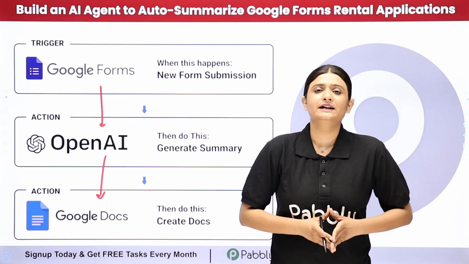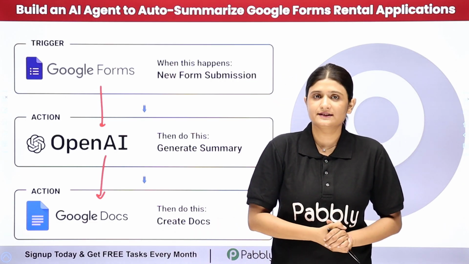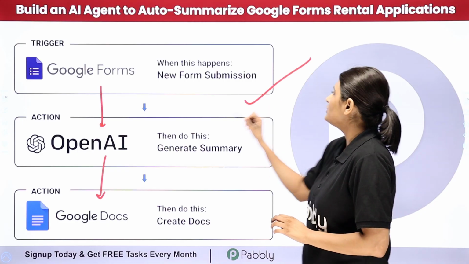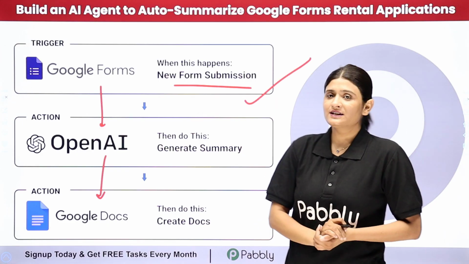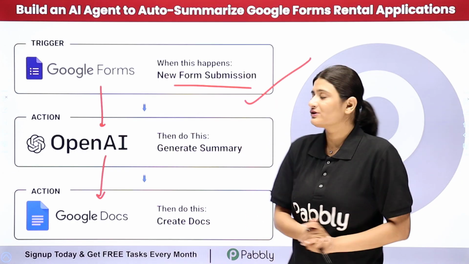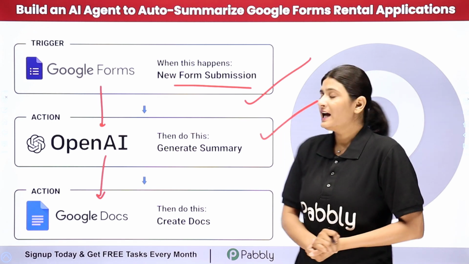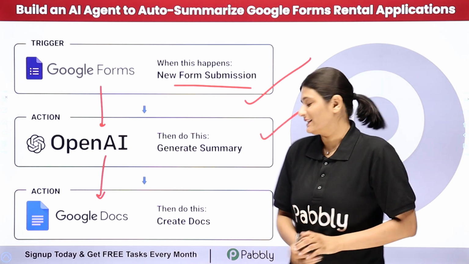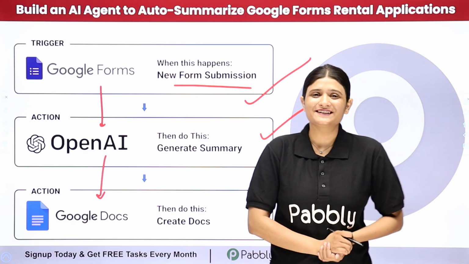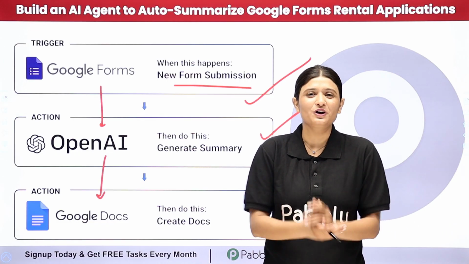With the help of Pabbly Connect, I am going to build this connection in such a way that whenever there is a new form submission in my Google Forms, the summary will be automatically generated with the help of OpenAI, and then a Google Doc will be automatically created. Now, if you want to learn the step-by-step process, then let me take you all to my screen.